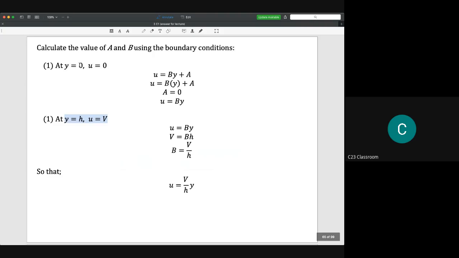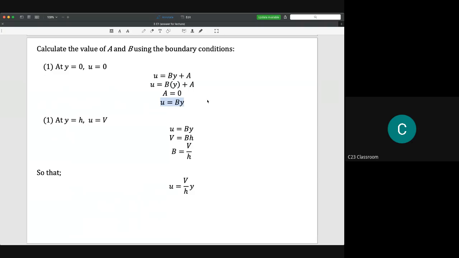So we substitute these two conditions. First, we substitute y equal 0 and u equal 0 in the equation, and we get A is equal to 0. Then the equation becomes u is equal to By. Because we already proved that A is equal to 0, it is okay for us to eliminate the term A in the second equation, and we could ignore the existence of A.